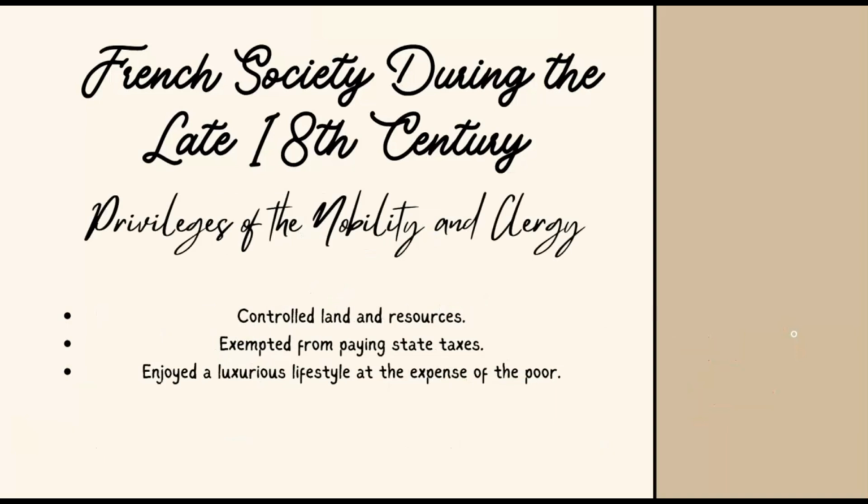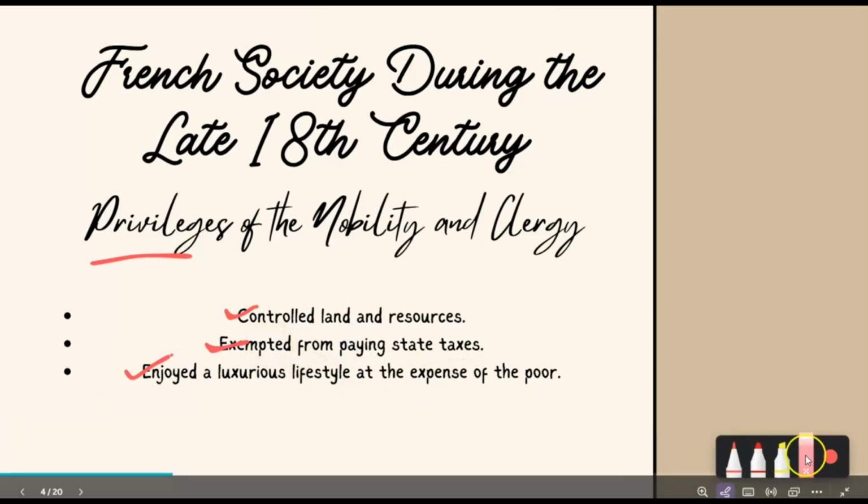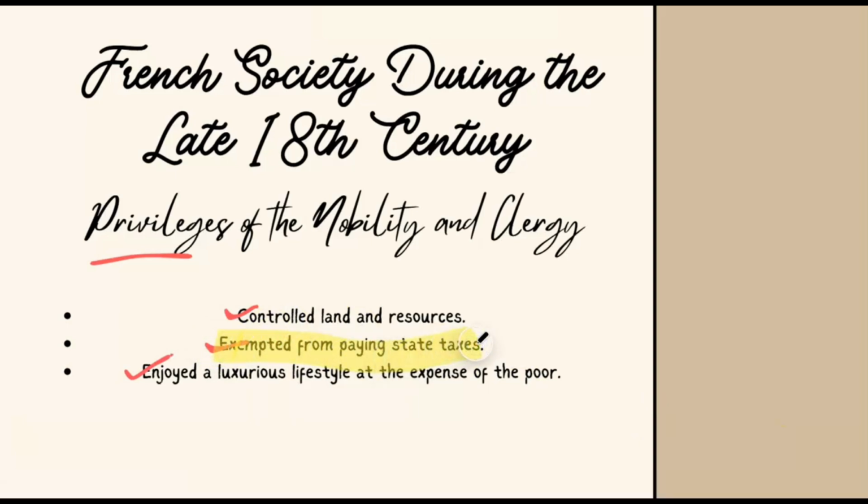The clergy and the nobility enjoyed countless privileges. They had special hunting rights, controlled large tracts of land, and collected money from peasants in the form of feudal dues or church taxes. And remember, they paid no taxes to the state. Their lives were full of luxury, while the majority of people struggled for basic survival. This inequality was one of the root causes of the revolution.